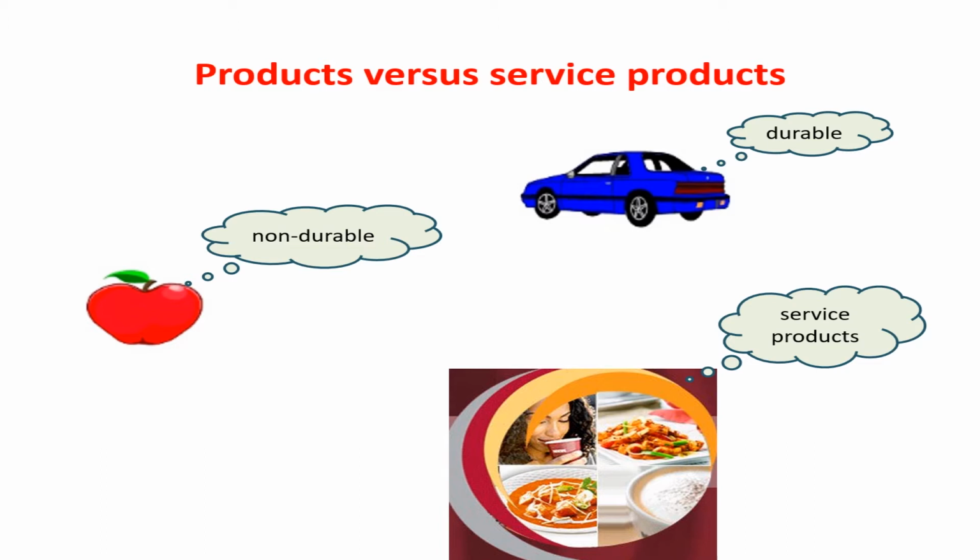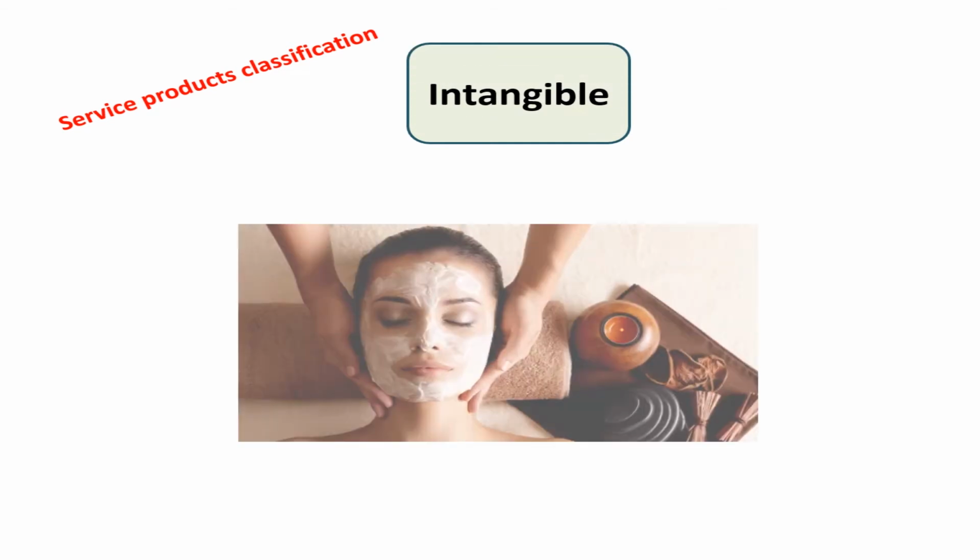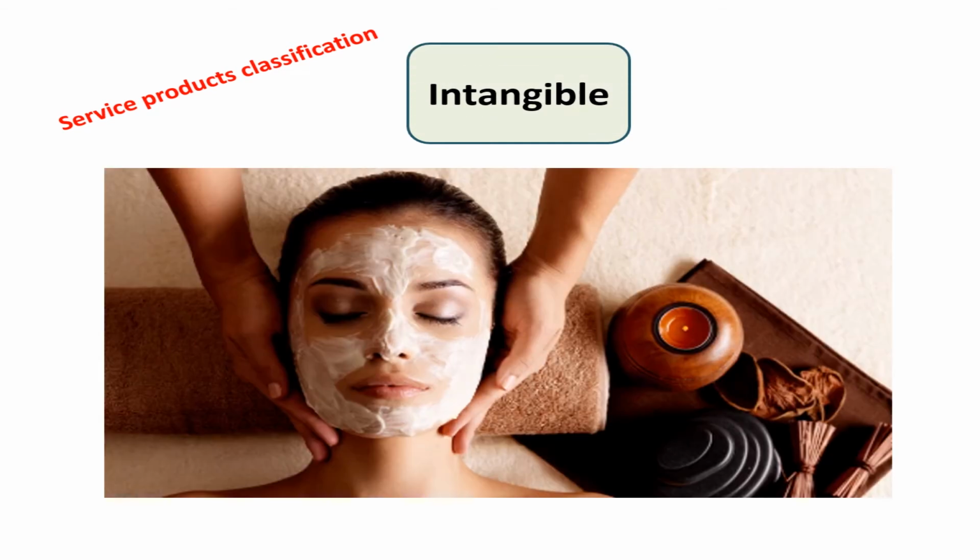Nevertheless, there are several characteristics that are generalized to service products. Intangible. With the purchase of a good, one has something that can be seen, touched, tested, worn, or displayed. This is not true with a service. Although one pays money and consumes the service, there is nothing tangible to show for it.